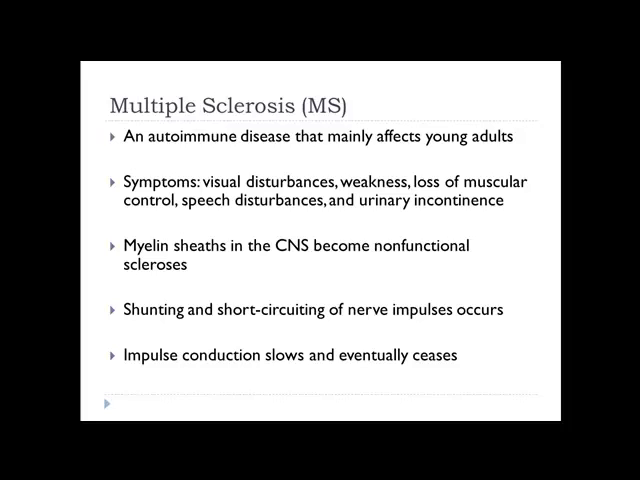So multiple sclerosis, you guys have heard of this before. This is an autoimmune disease, and what multiple sclerosis does is it affects the myelin sheaths in the central nervous system. So what that means is that the nerves in the central nervous system cannot talk as quickly. They're going to be able to fire normally, but they're not going to be able to conduct and speak with one another at a rapid pace.